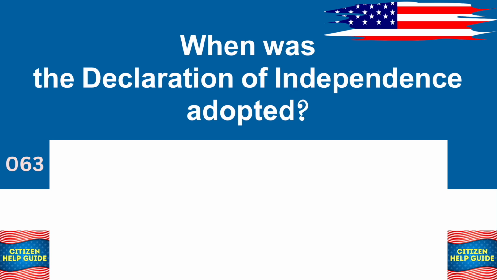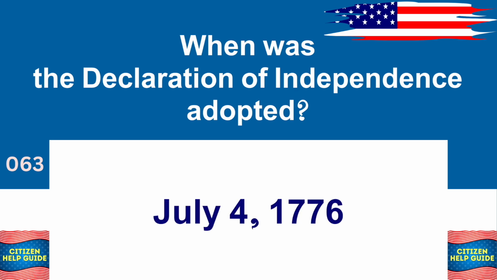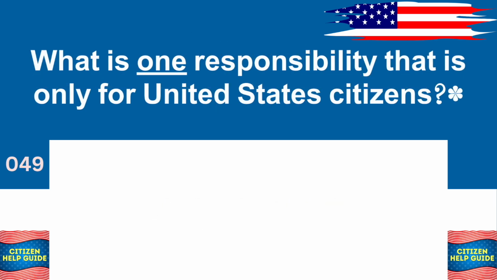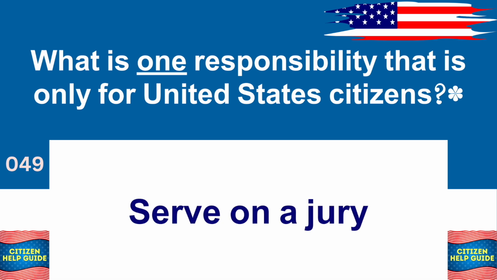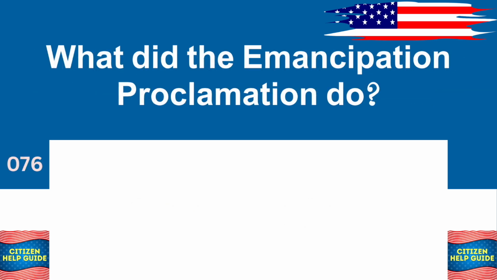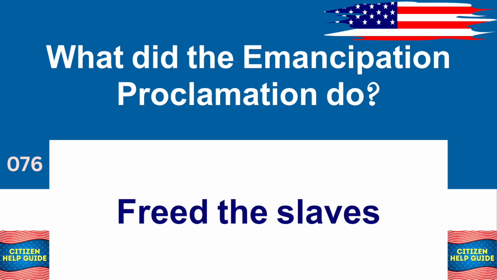When was the Declaration of Independence adopted? July 4, 1776. What is one responsibility that is only for United States citizens? Serve on a jury. What did the Emancipation Proclamation do? Freed the slaves.